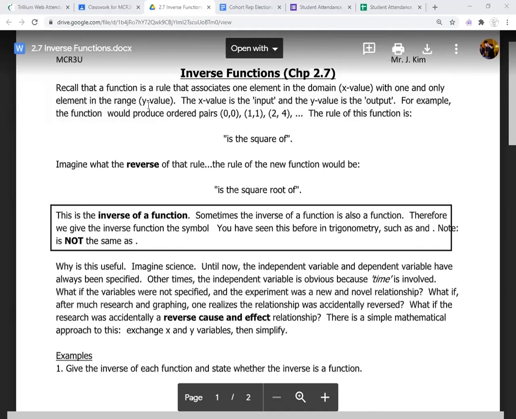So this is my sheet. I'm hoping people got a chance to do it. And again, I'm just going to read it. Recall that a function is a rule that associates one x with one y. But there are times where we mix up the x's and y's. When we say, oh, this is x controls the y, what if it's the other way around? And we have to change the y into the x. That's literally how simple it is.